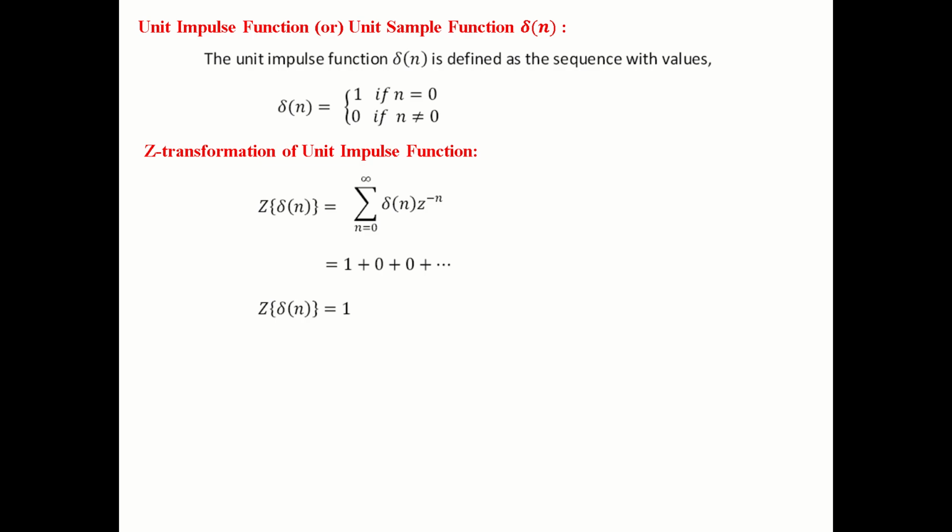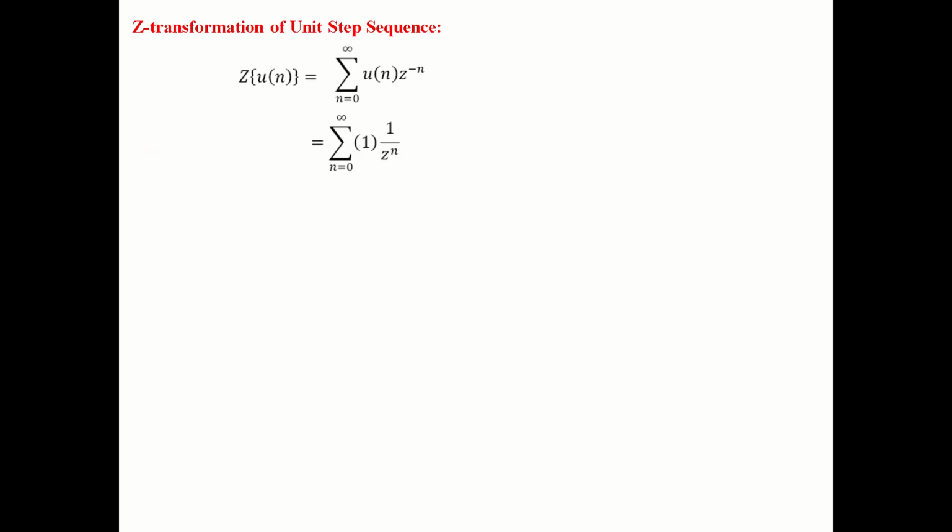So Z of u n, from the definition of the z transformation, when n is equal to 0 to infinity, the u n value is equal to 1. So replace u n equal to 1 into z power minus n, which can be written as 1 by z power n. That is the summation n equal to 0 to infinity of 1 by z power n. So substituting the value of n and taking the summation, 1 plus 1 by z plus 1 by z square plus etc. So we know 1 plus x plus x square etc. is equal to 1 minus x, whole power minus 1.